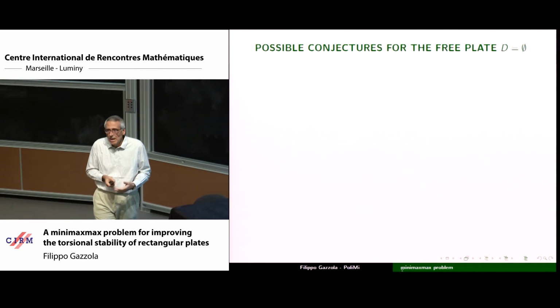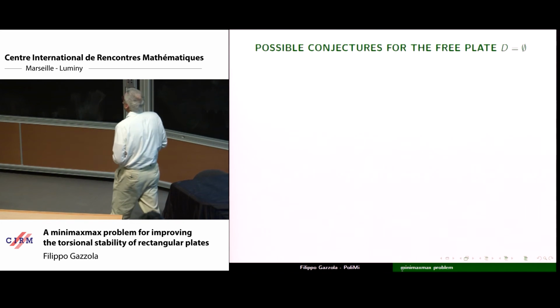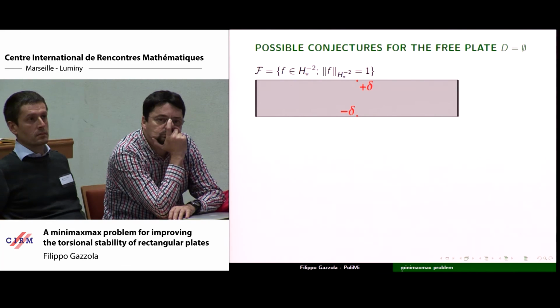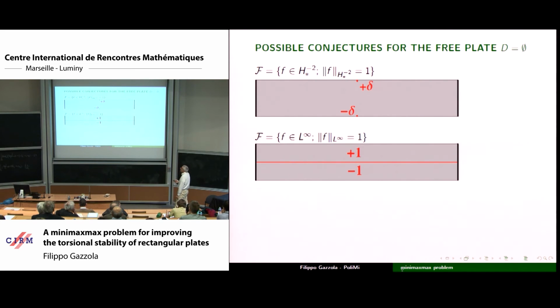Okay, let's make some guesses. The case where D is empty is a particular case of symmetric D. And here the guess is that in H2, the maximal gap you get when you have two deltas in these two places, of course, with opposite masses. You have to put the correct mass. So you put two deltas in the middle of the free edges. If you want to find the case of L infinity, this is the natural conjecture that you put a load +1 on one side and -1 on the other side. Well, the first one is slightly more than a conjecture. We have some lemmas, but I mean, this is still a conjecture.